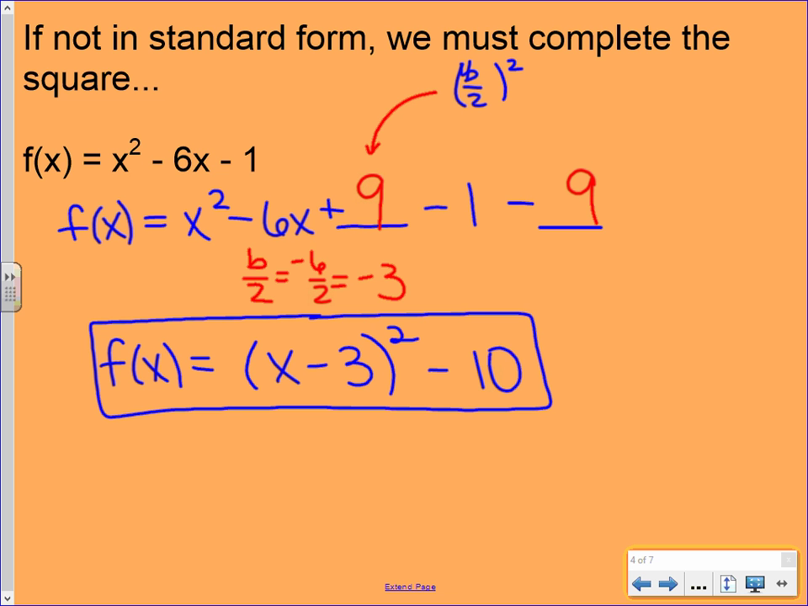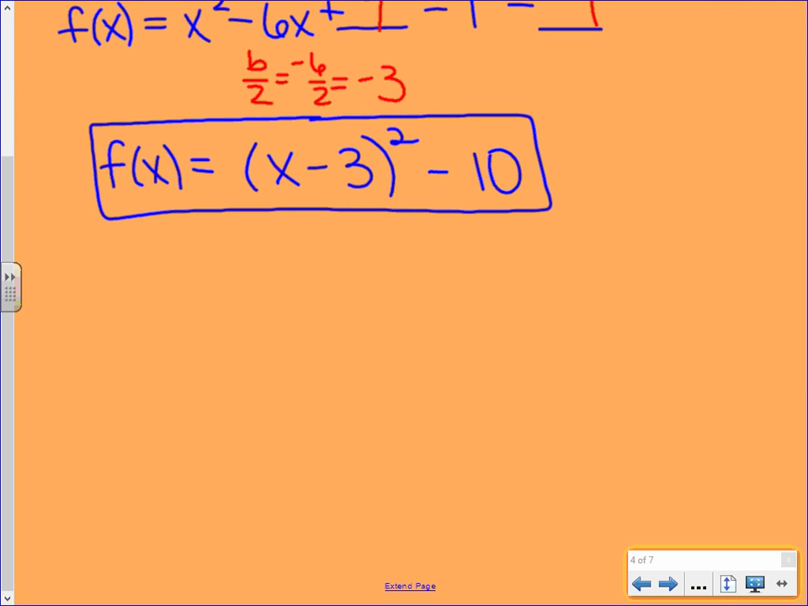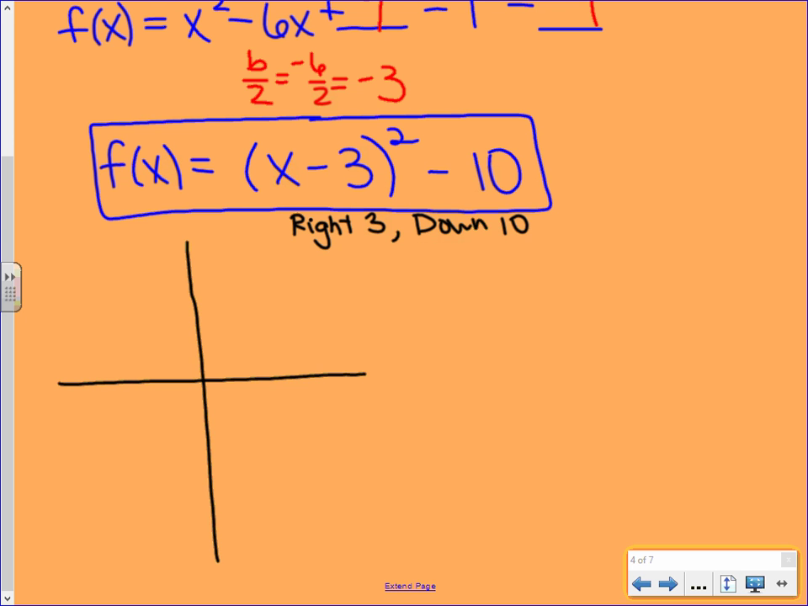So now that we have it in standard form, Jackson mentioned there's a shift. What kind of shift is there? Right 3, down 10. This is going to be pretty easy to graph, right? Except I have to count a lot. Our graph took us about 10 seconds, because we know all of our shifts and transformations.